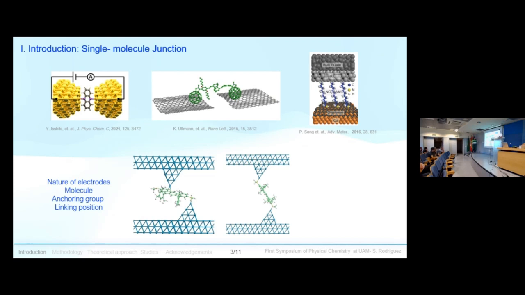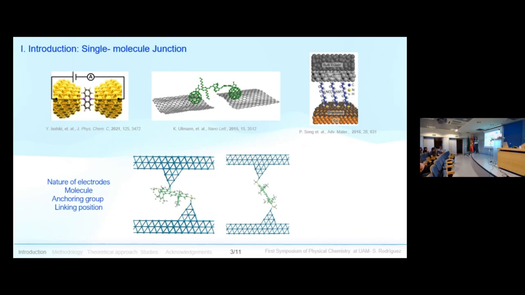So for this reason, we have to consider the nature of the electrode, which can be metallic or non-metallic. As in this example, you have a copper electrode covered with a layer of graphene, and then the top electrode is composed of other different elements. Then the nature of the molecule is very important.